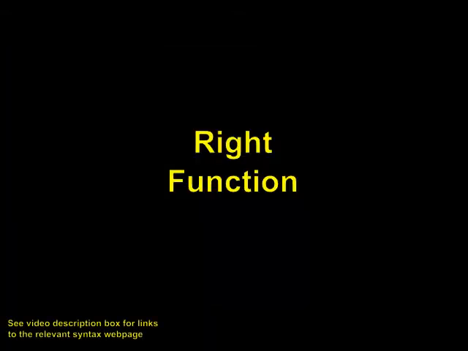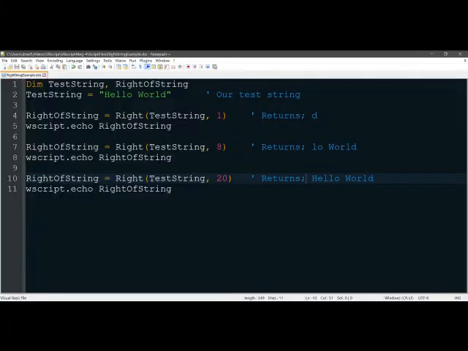The Right function returns a specified number of characters from the right-hand side of a string. As this example shows, the Right function works in a similar way to the Left function, but the character count starts at the end of the test string and works backwards. And again, the whole string is returned if the character count is greater than the number of characters in the string being manipulated.